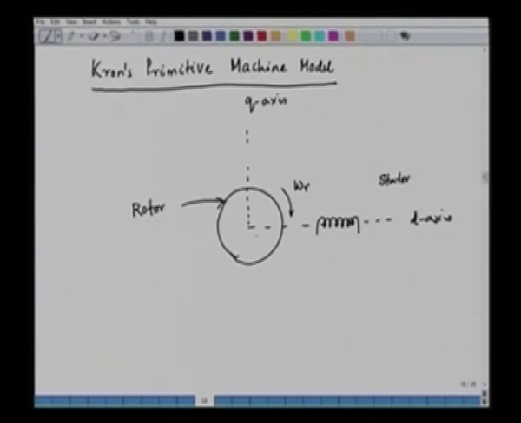Similarly, in the rotor we have a winding in the D axis, and in the Q axis we have a stator winding, and in the Q axis rotor we have a rotor winding. So, we have shown the actual machine as a two axis machine, where we have two well defined axes, one in the D axis and one in the Q axis.